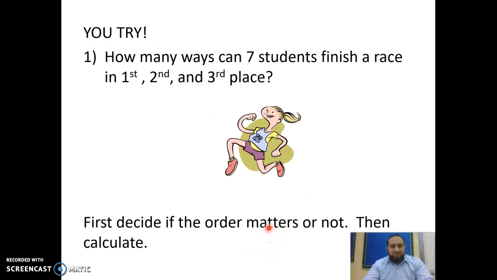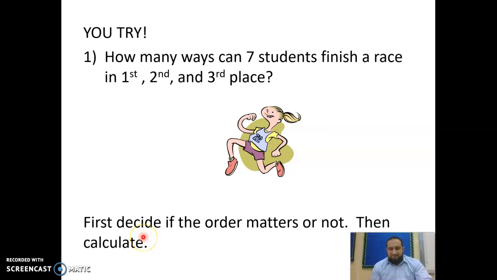Okay, now try this one. How many ways can 7 students finish a race in first, second, and third place? Okay, so here the quick question you can ask yourself is whether the order will matter or not. If you can get the answer for this, you have already decided which one to use.